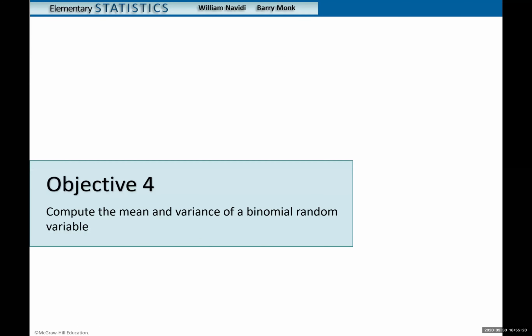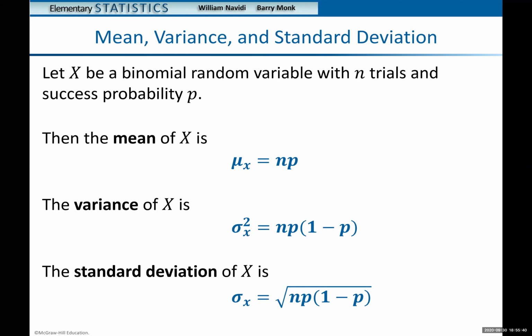All right, the last objective is compute the mean and the variance of a binomial random variable. Remember last time, for a probability distribution, we computed the mean and the standard deviation. We're going to compute those here also, and there's no shortcut. You need to memorize these formulas. So mean is n times p. You know how to identify your p and n, just like we did in the previous problems, so you just have to multiply those two, and that is already your mean.